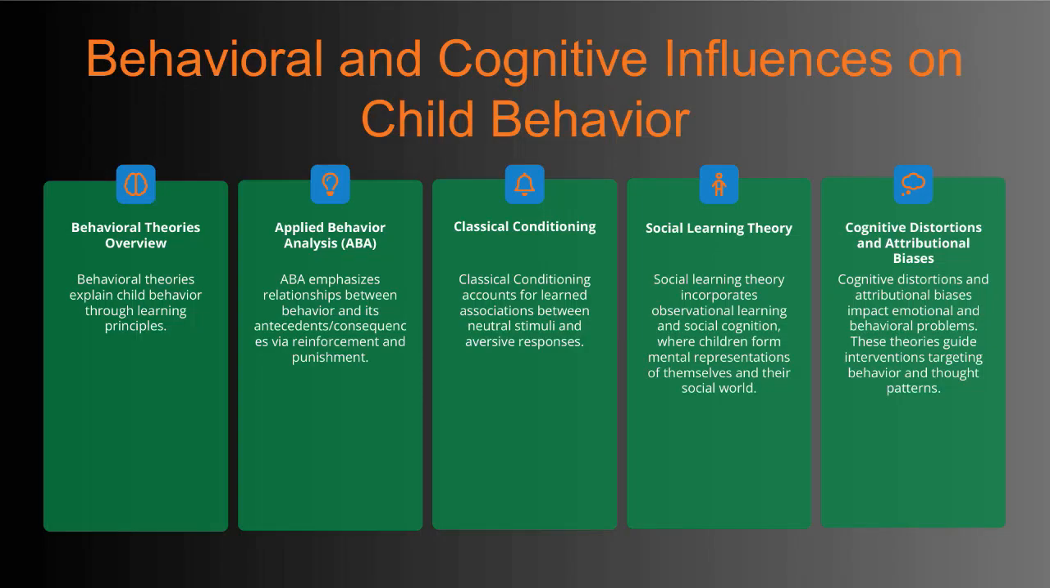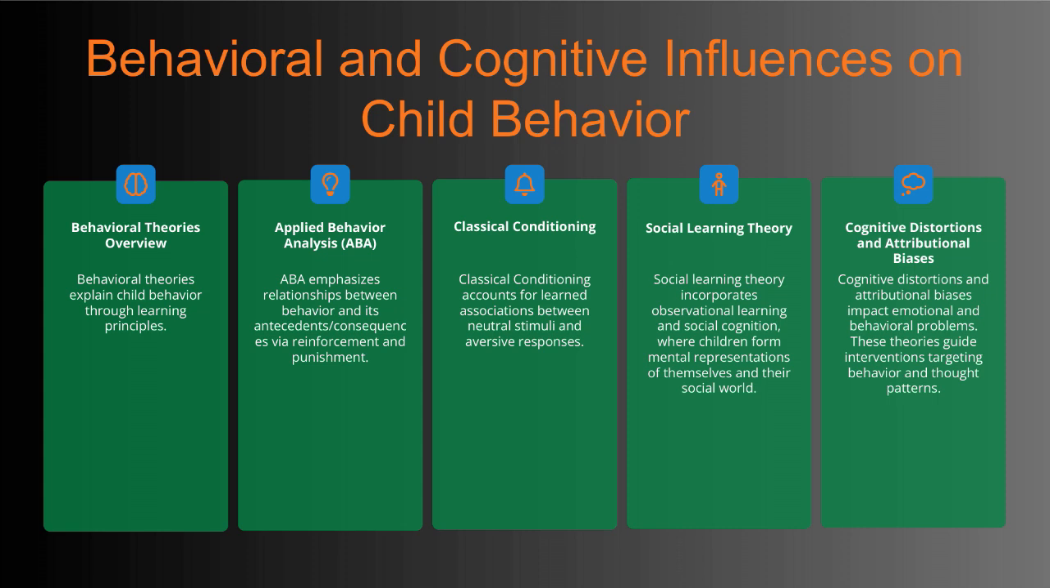Behavioral theories help us understand child behavior by focusing on how learning processes shape actions. Applied behavior analysis, or ABA, looks at how behaviors are influenced by what happens before and after them, things like reinforcement, which strengthens behavior, or punishment, which aims to reduce it.